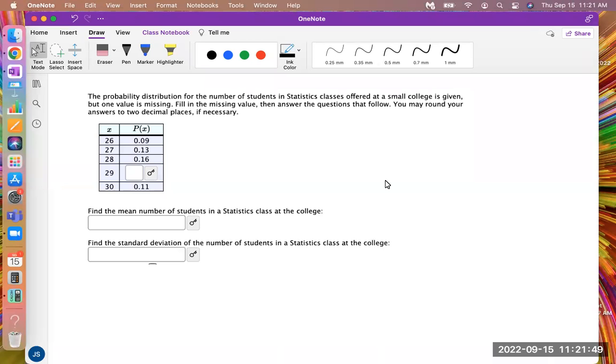The probability distribution for the number of students in statistics classes offered at a small college is given, but one value is missing. Fill the missing value in, then answer the questions that follow. You may round your answers to 2 decimal places if necessary. So the first part is we're missing this probability for 29.